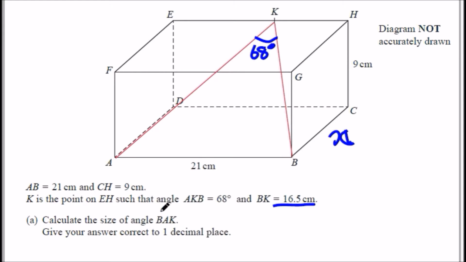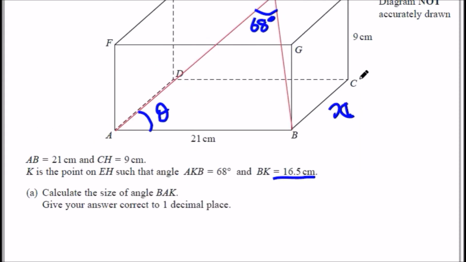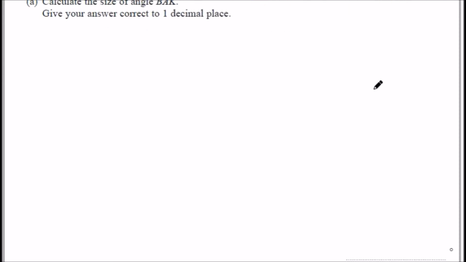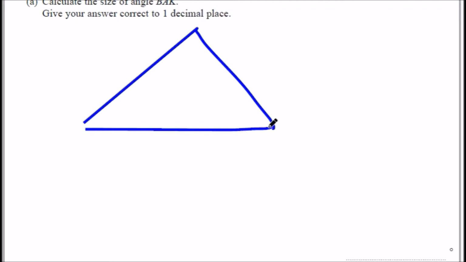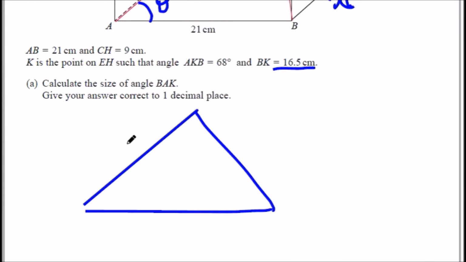Calculate the size of angle BAK. So this is not so bad. We'll go find this angle here, let's call it theta. What do we have? We've got 21 here, we've got 16.5 here, and we've got two angles. So let's redraw this triangle down here. It's always good to redraw problems. Make it simple, like this. The angle we're interested in is theta. We've got a length of 21 here, a length of 16.5, and an angle here of 68.